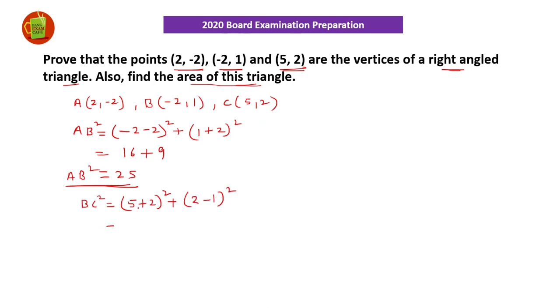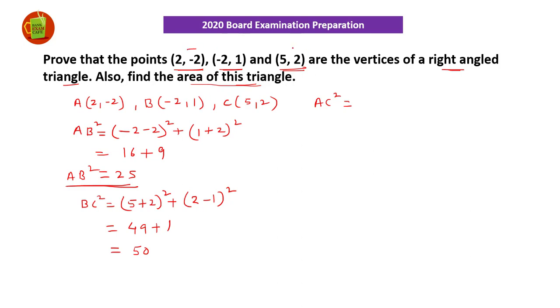So BC square, that is 7 square, will be 49, and 2 minus 1 will be 1, and its square will be 1, and therefore BC square is equal to 50. Now we will find AC square. So AC square is what?